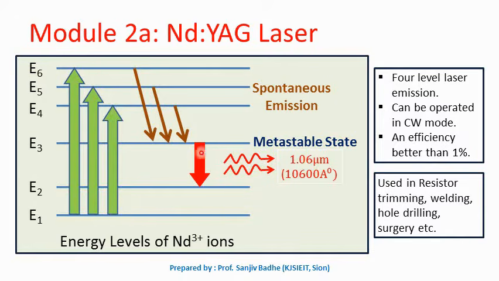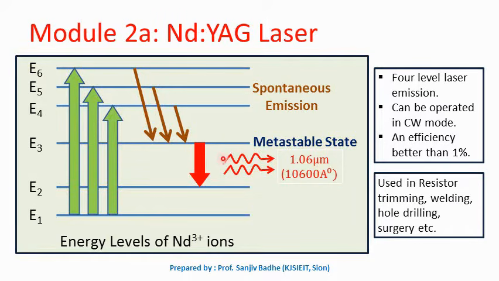And once the population inversion is achieved, we can initiate the lasing action. One of the photons coming from the krypton lamp, having the energy E3 minus E2, can be utilized for initiating the lasing action, and we will get a laser beam of wavelength 1.06 micrometers or 10,600 angstroms. So the laser beam given by Nd:YAG laser has the wavelength 10,600 angstroms, which doesn't lie in the visible region. It will be in the infrared region.